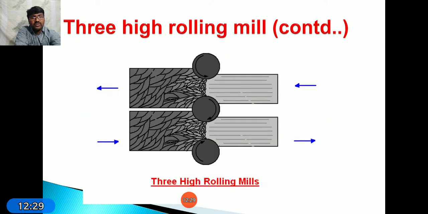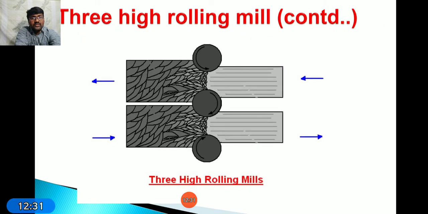Observe in this diagram, here the workpiece will flow in this direction. What happens here? The rolls will rotate clockwise and anti-clockwise. During the first rotation, the workpiece will reverse in the opposite direction. Like that, the workpiece will move in this direction.